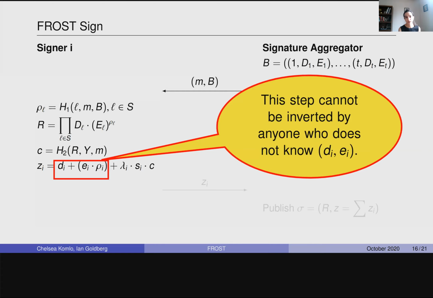What's important here is that this d_i plus e_i times rho_i can't be inverted by anyone who doesn't know little d_i and little e_i. We do this to protect against removing this binding factor, and to tie this signature share to the message and the signing cohort.